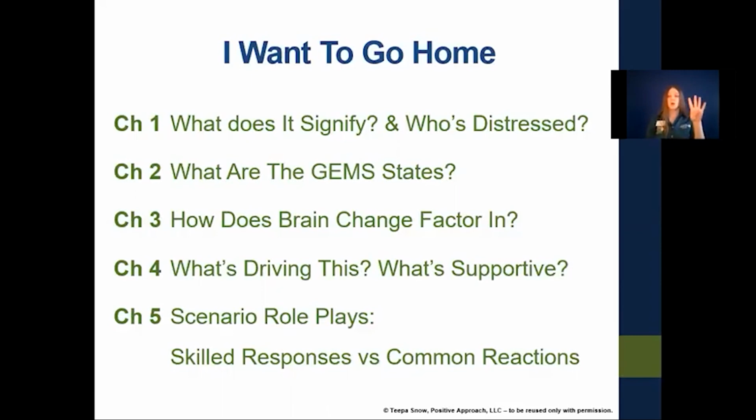In chapter 4, what's driving this and what's supportive? Tipa goes through gem by gem to give us a deeper understanding of this meaning of I gotta go or I want to go home. And again, in the variety of ways that can look and sound and what the person may be doing. In this chapter, she gives us a deeper understanding of what's underlying. And therefore, when we get a sense of that, what we can do to be supportive.